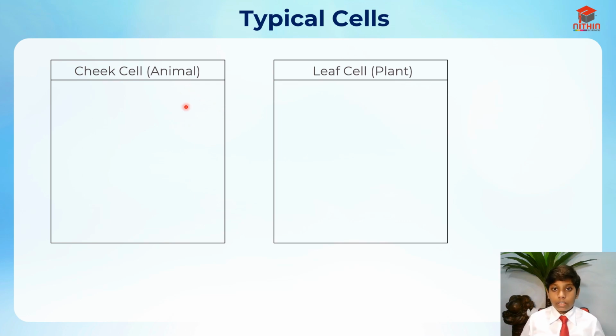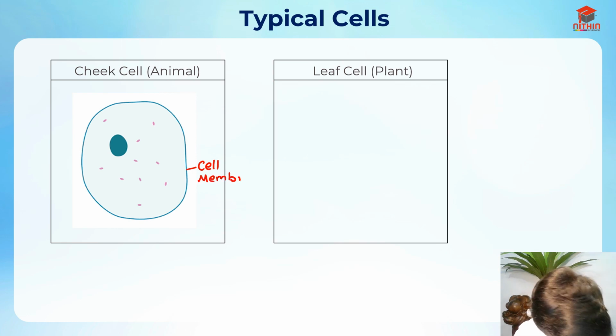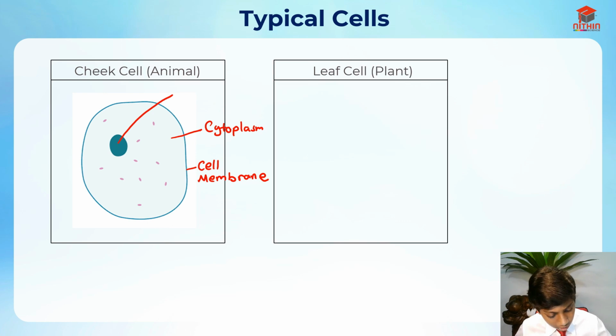How does a cheek cell look like? It actually looks like this. Let me label the parts and go through their functions. So this is a cell membrane. Sometimes in exams, they actually ask you to label things. And this tinted blue color area is actually called the cytoplasm. And this round disc-like thing is actually called the nucleus.